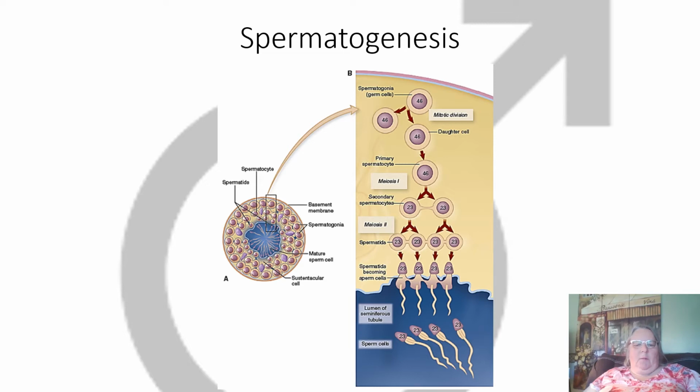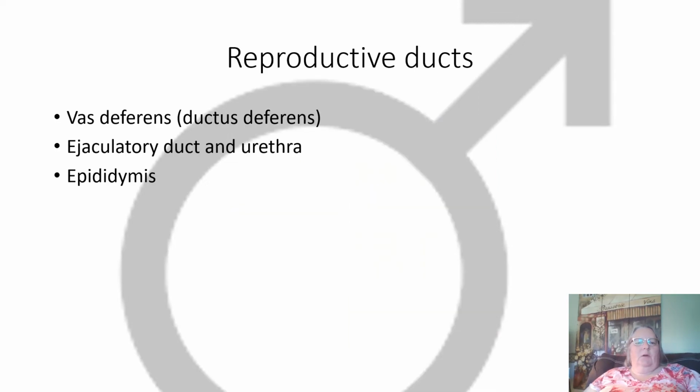Spermatogenesis. When we talk about spermatogenesis, look at the picture up here, where it starts out with just a very small organism and progresses to what we see down at the bottom, which is your sperm cells. Over the next couple of slides, we're going to talk about these particular parts, which are called the reproductive ducts: the vas deferens, ductus deferens, the ejaculatory duct and urethra, and the epididymis.